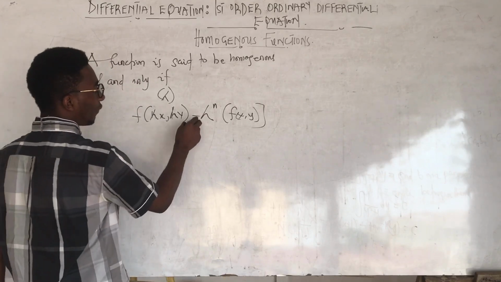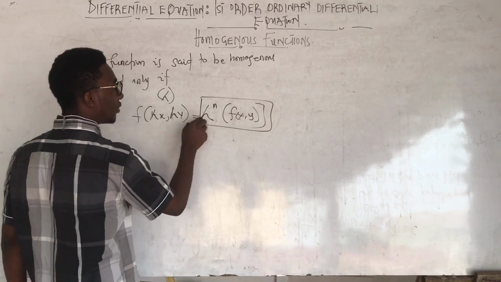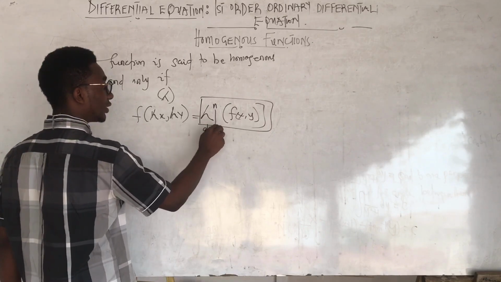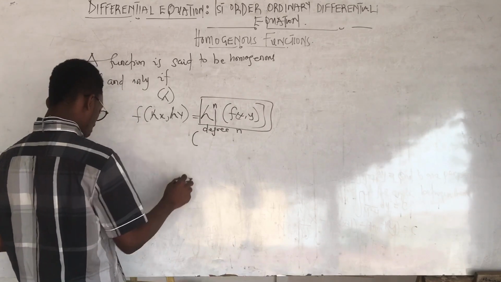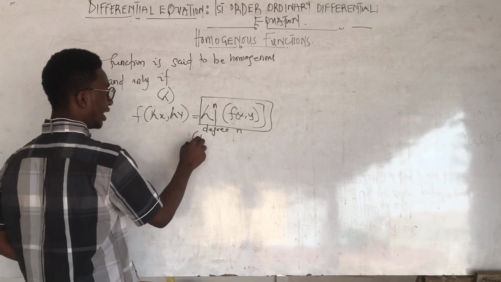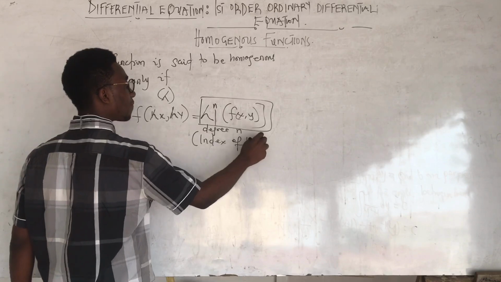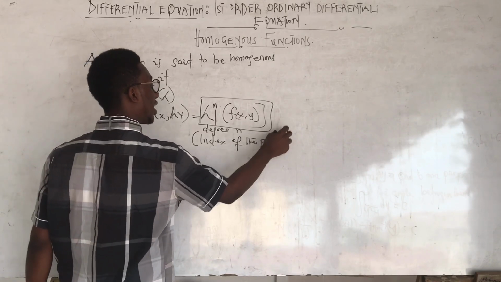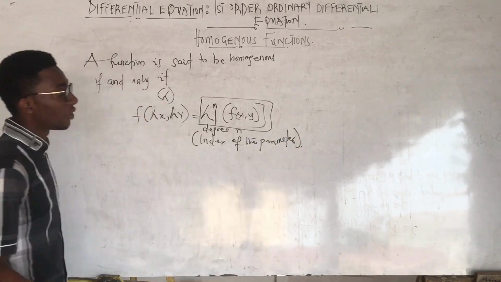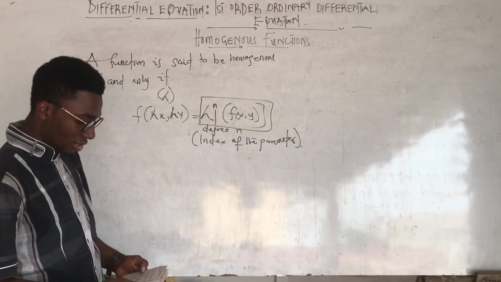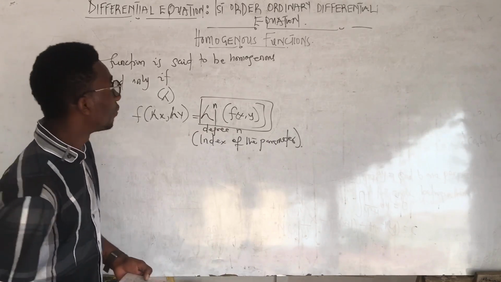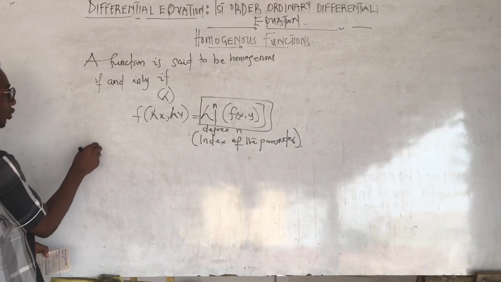Now, the function will have a degree of n, which is also known as the index of the parameter. And the parameter we are using here is lambda. Let's take examples and verify whether each is homogeneous.